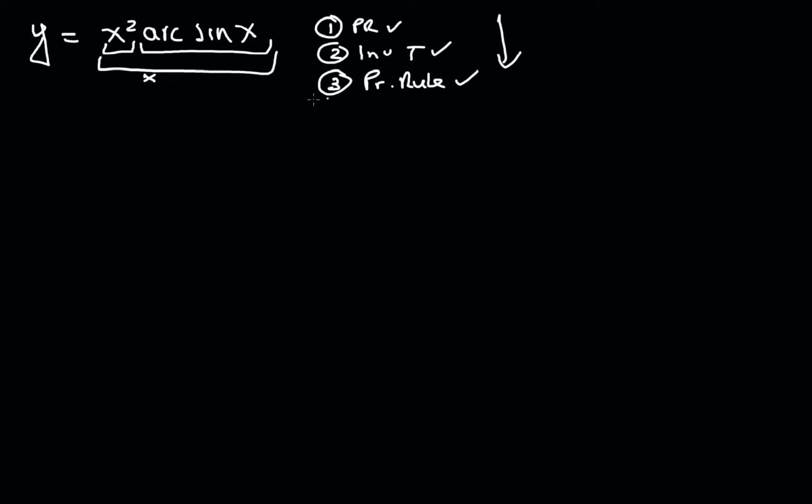So we know we're going to use a product rule. Let's start here. We're going to say that we have u, which is going to be x squared, and then we have v, which is equal to arc sine x, like that. As usual, we get our derivatives here. The derivative of this one, du over dx, is going to give us 2x. If you don't know how, please check the video on power rule.